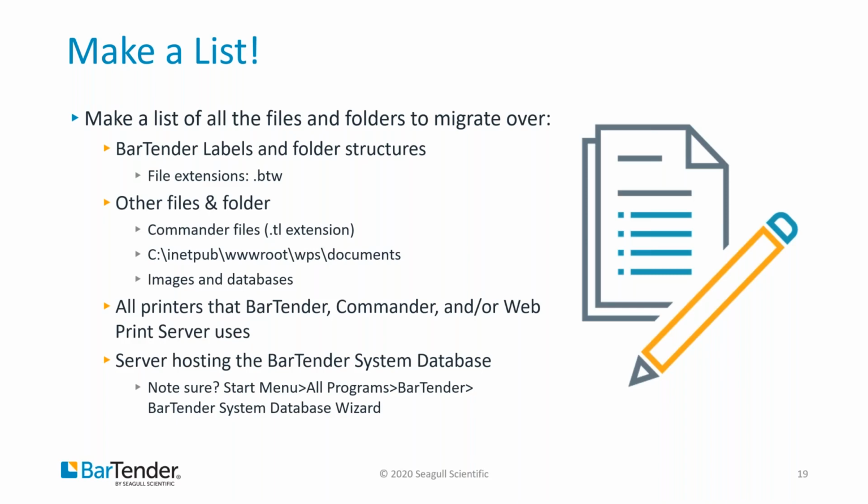Now, if we're not sure where the BarTender system database is located, if we're on BarTender 2016 and up, we can review and find that information in our Administration Console. If we're on BarTender 10.1 and prior, we can go to our Start menu, All Programs, BarTender System Database Wizard, and that wizard, along with allowing you to connect to a system database, will also tell you where your system database is located.